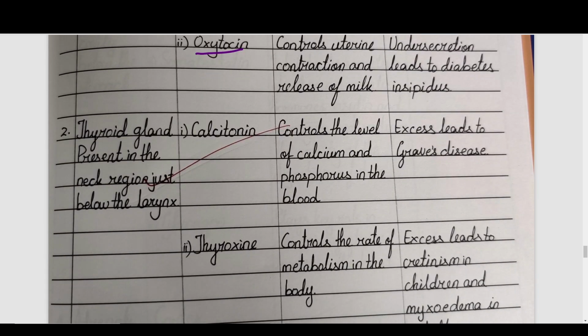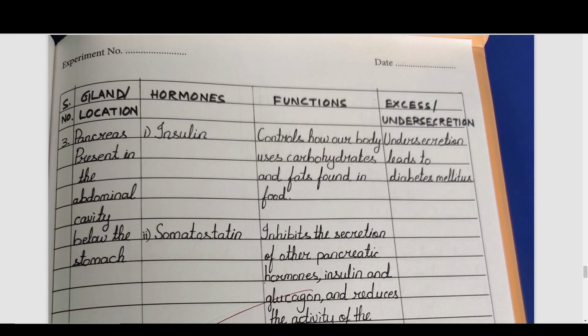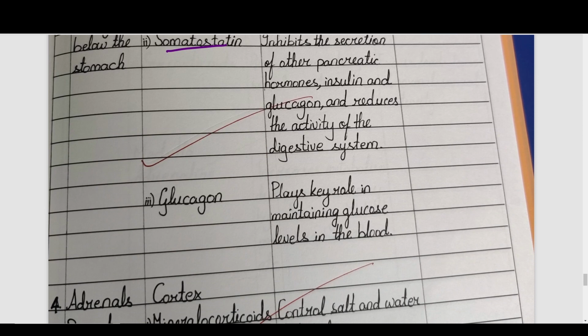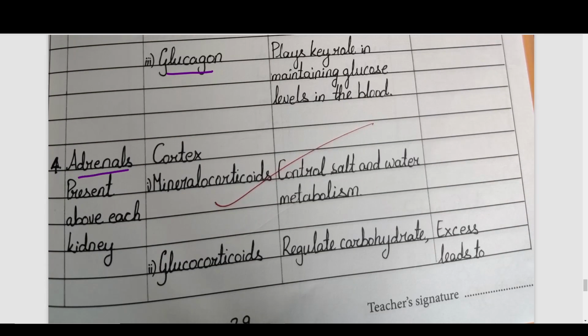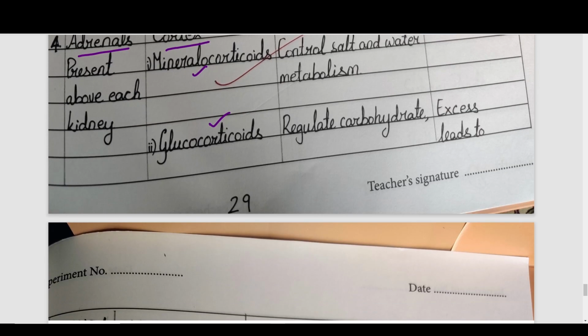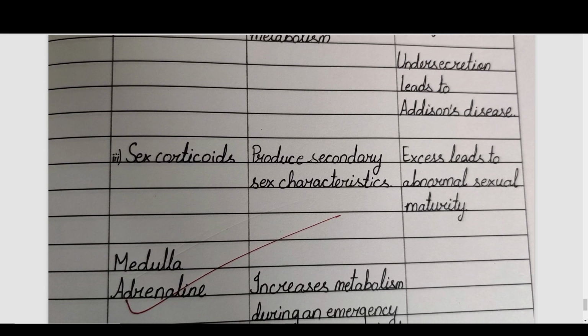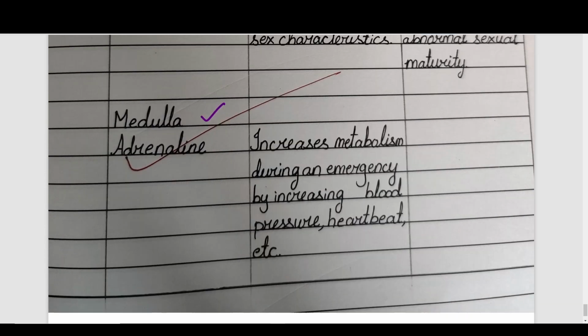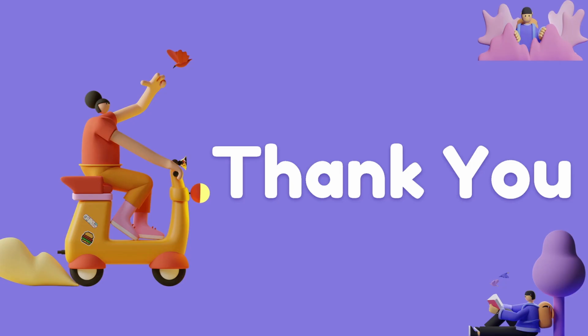Then thyroid gland secrete the hormone calcitonin and thyroxine. Pancreas secretes the hormone insulin, somatostatin and glucagon. Adrenal gland consists of adrenal cortex and adrenal medulla. Adrenal cortex secretes the hormone mineralocorticoids, glucocorticoids and sex corticoids, whereas adrenal medulla secretes the hormone adrenaline. Follow the instructions carefully.